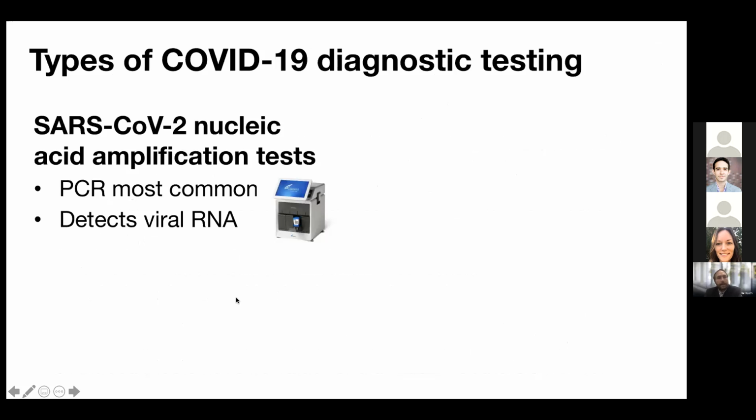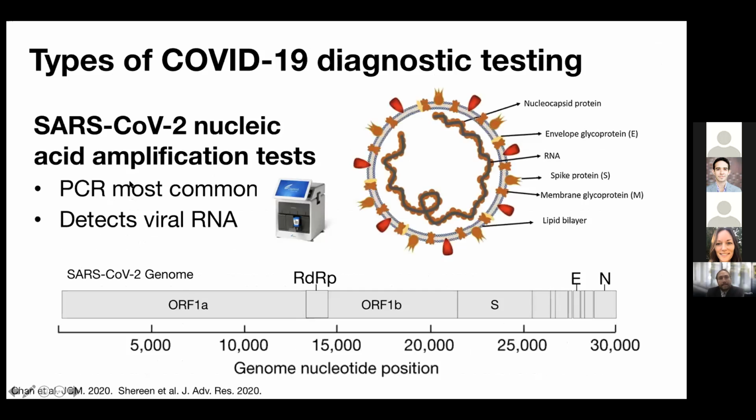Well, number one, we have nucleic acid amplification tests. Polymerase chain reaction, PCR, is the most common. This is a test that detects viral RNA. You're seeing a picture of the Cepheid Xpert instrument, which is a prototypical PCR instrument. And PCR works by detecting regions of the viral RNA genome. You can see the 30,000 nucleotides of the genome diagrammed here. And different regions of the genome are targeted with these PCR assays.